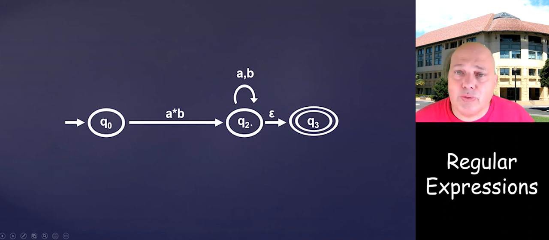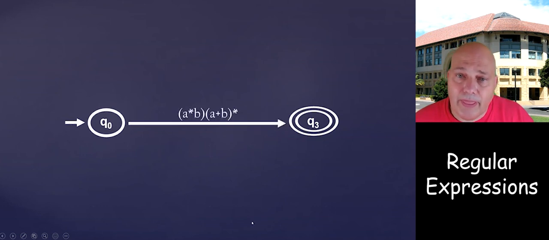And now we need to remove this one. So it's this regular expression concatenated with this regular expression star, concatenated with this one, which is empty. This is A star B times A plus B star times the empty string, which we don't need in the regular expression.